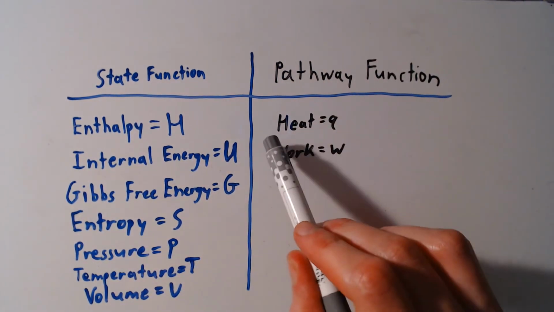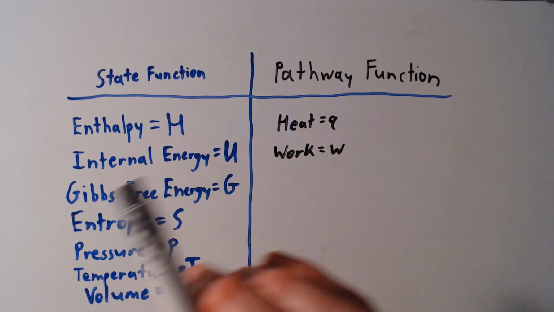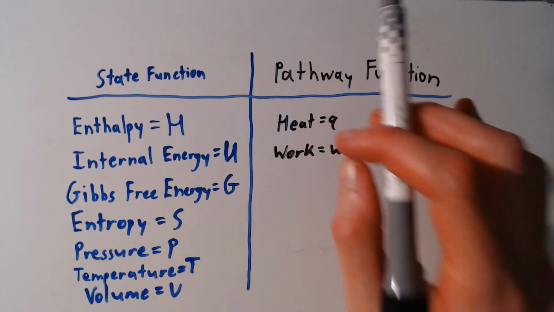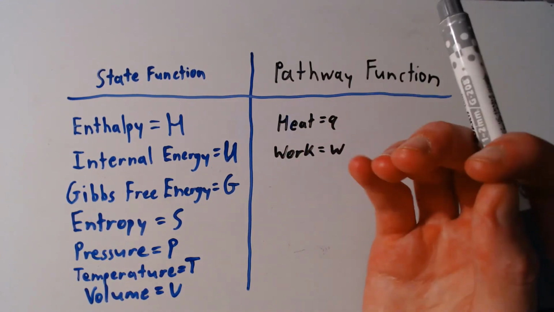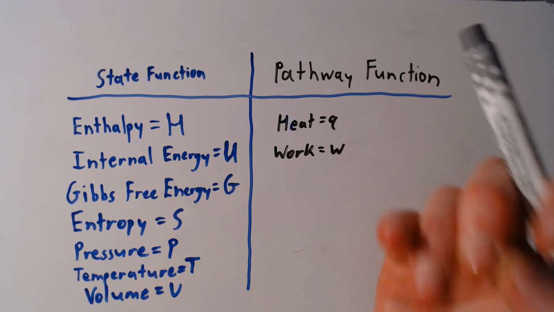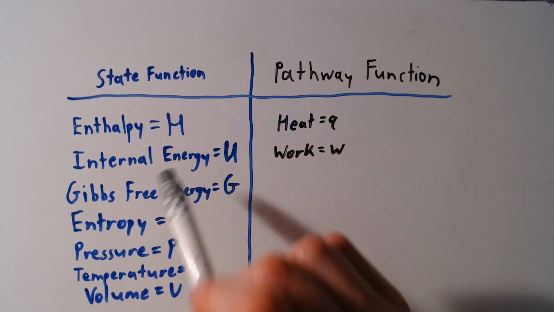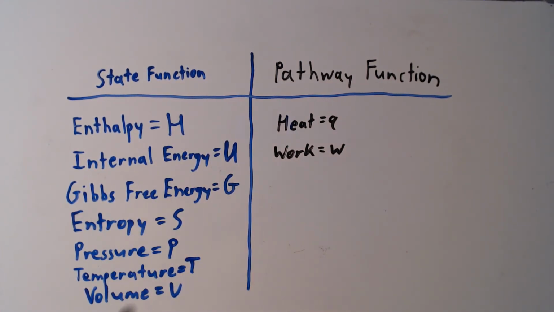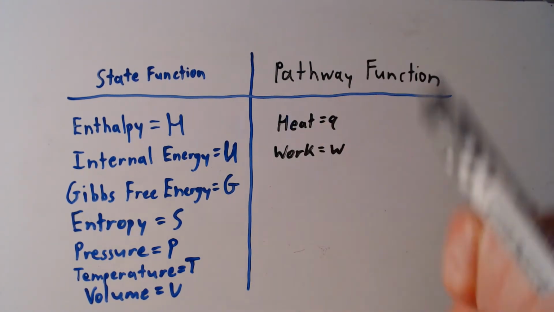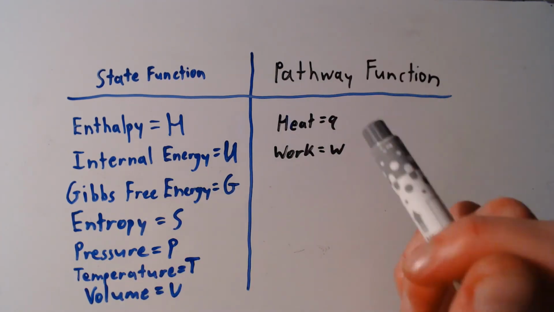So, one pathway function, for example, is heat, because heat is a constant flow of energy. It's this process, it's this constantly changing energy. And you can't measure something that's constantly changing. You have to wait until it becomes a state, until it becomes static, unchanging, and then you can measure. For example, you can measure enthalpy, internal energy, Gibbs free energy, entropy, pressure, temperature, and volume, but you can't measure the heat itself. You can't just stick a thermometer into the heat. You can only measure these, let's say, with our thermometer or whatever tool we have.